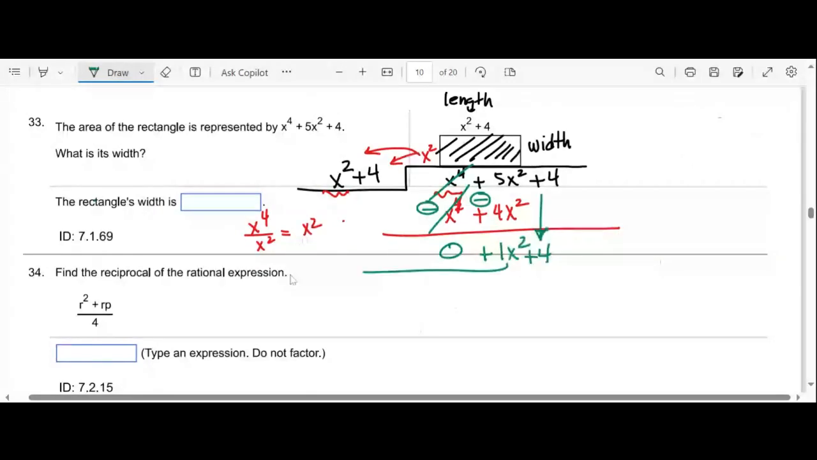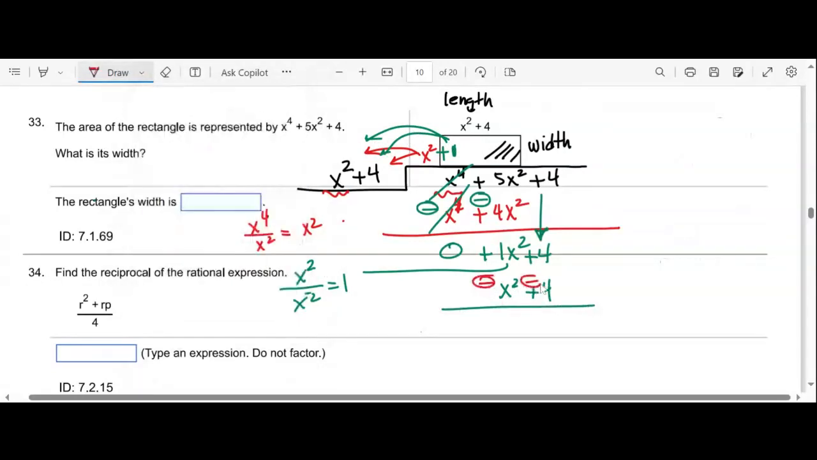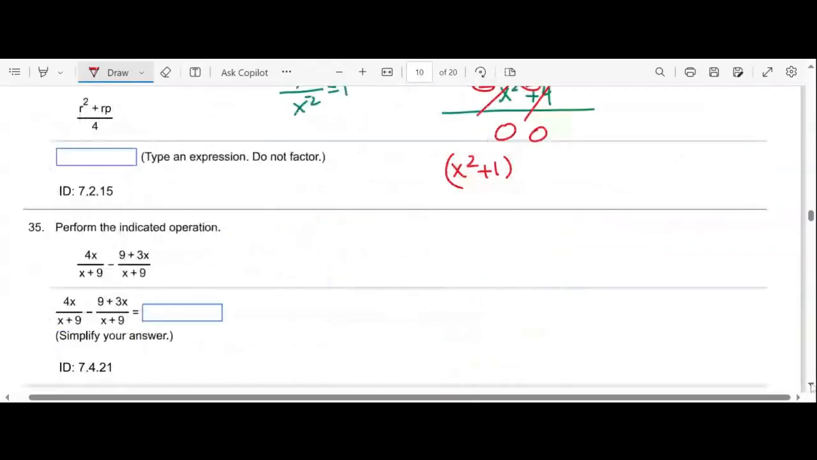Now take the first term divided by the first term. And they equal 1. You put the 1 here. And you multiply the 1 twice. So they give you x squared plus 4. Now we need to change the sign. And that cancels with this, gives you 0, and this cancels with this, 0. So you find out that the answer is x squared plus 1. Okay? Next question.